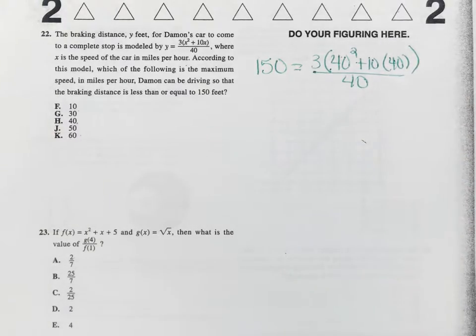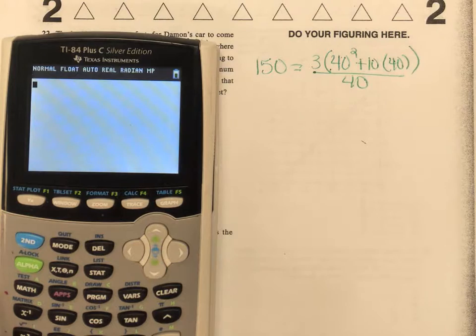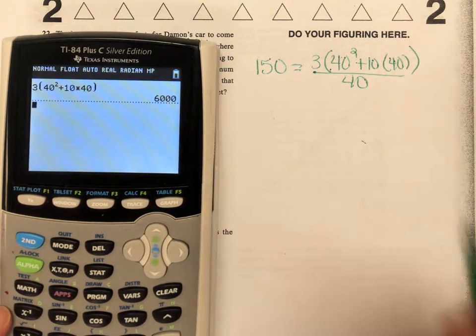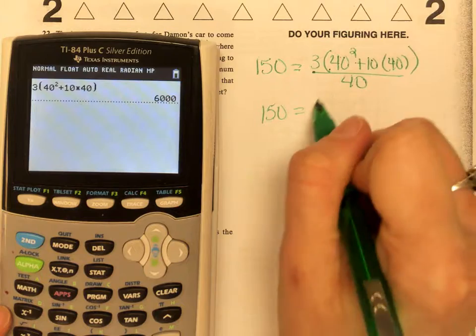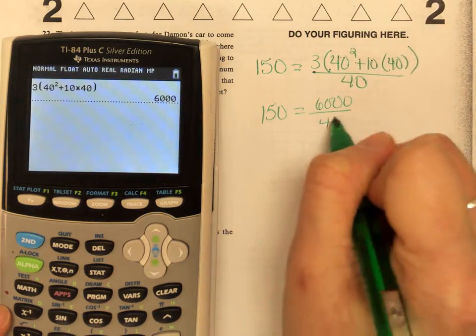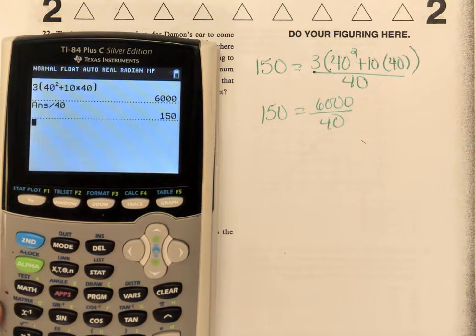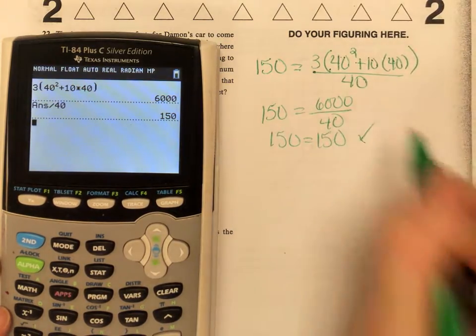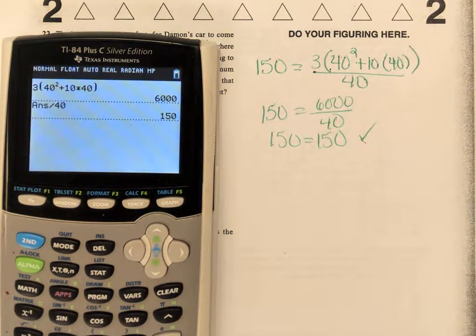So look, guys, you can plug all of that straight in. If you use your calculator, so it'll be 3 parentheses 40 squared plus 10 times 40. You can plug that whole top thing in your calculator and you get 6,000, right? And then don't clear it, just hit divide by 40. And there you go. Look, you just did that problem in 10 seconds. Look, that was pretty easy. It just so happened to be the right one.